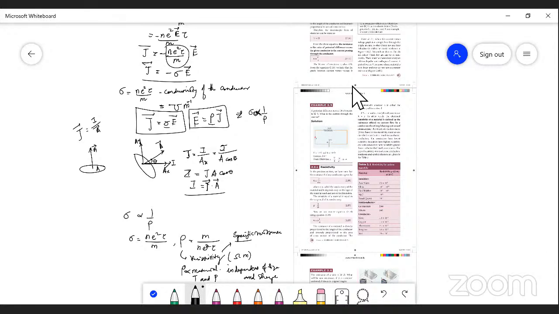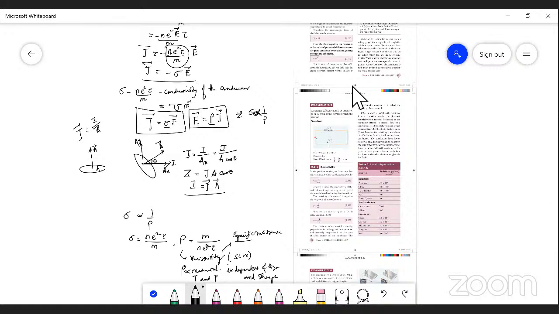Here AX is the component. AX is A cos theta, AY is A sin theta. So instead of AX, I am substituting A cos theta. So I am getting I equals J A cos theta. A B cos theta is nothing but A vector dot B vector. So I equals J vector dot A vector, which is the dot product of two vectors, J vector and A vector. Once again, it reveals that the current is a scalar quantity.